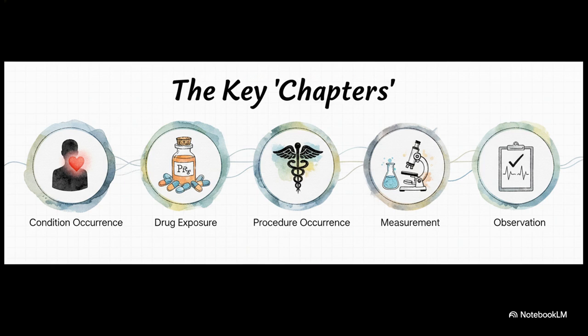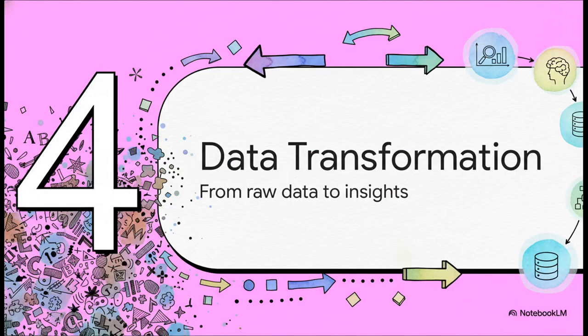We're talking about tables for condition occurrence, so every diagnosis, drug exposure, every prescription, procedure occurrence, every surgery or test, and of course, measurements and observations. It's the whole story. All right, this all sounds great, right? But how do you actually get that messy, raw data into this beautiful, clean format? Well, it's a journey, but it's a well-defined one.